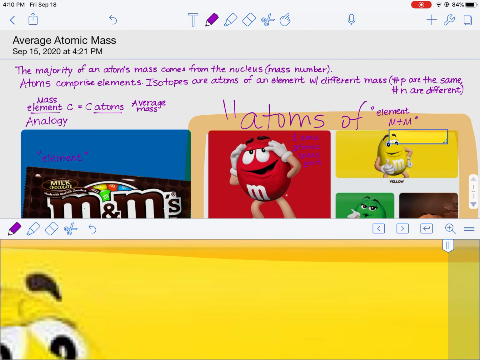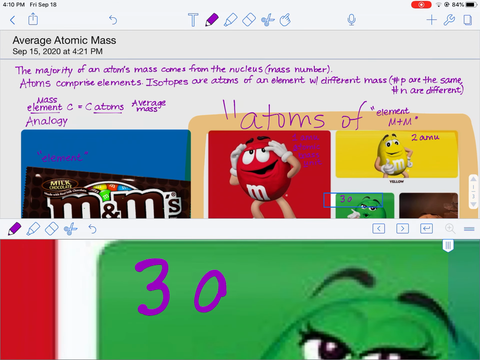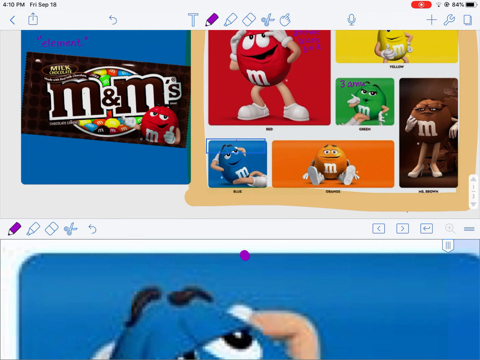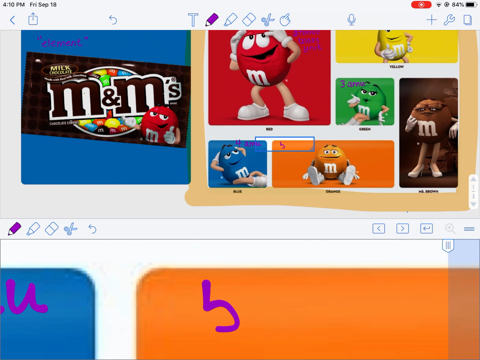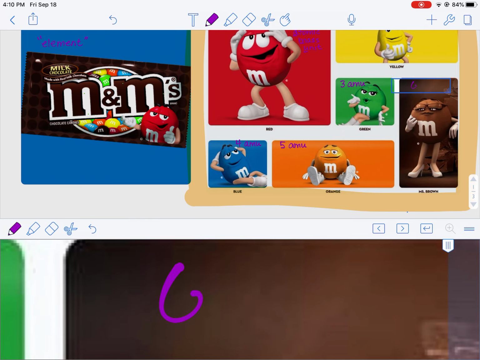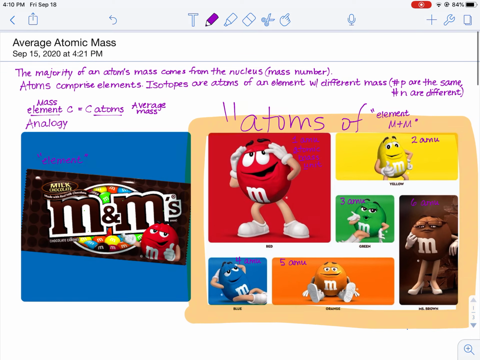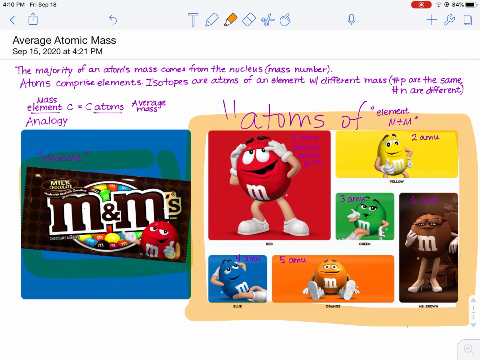Let's hypothetically say that the yellow M&M candy, or the yellow atom, weighs 2 AMU. The green weighs 3 AMU. The blue weighs 4 AMU. The orange weighs 5. And the brown weighs 6. So coming back to the analogy, what we have here is an element called M&Ms. And we know that atoms make up elements. The atoms of this element M&M are orange, yellow, green, blue, red, and brown. We know that isotopes are atoms of an element with different masses. So all these different colored candies are atoms of the same element. What makes one different from the other, in real life, is color. In our analogy, it's going to be mass.